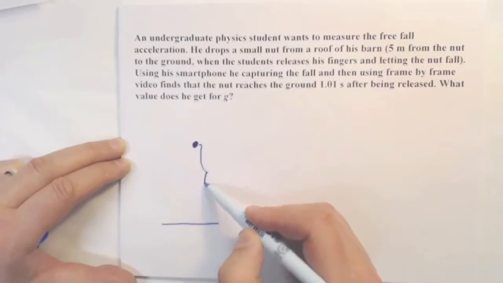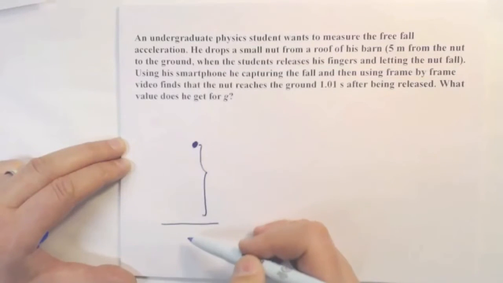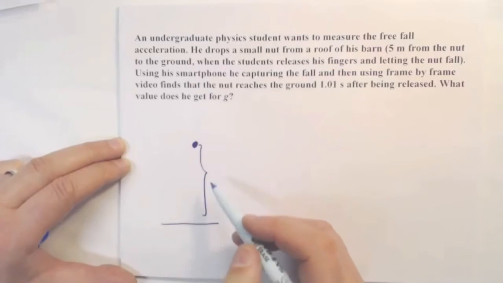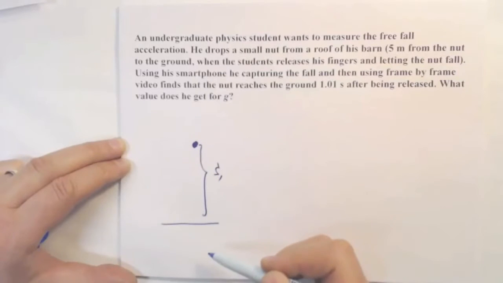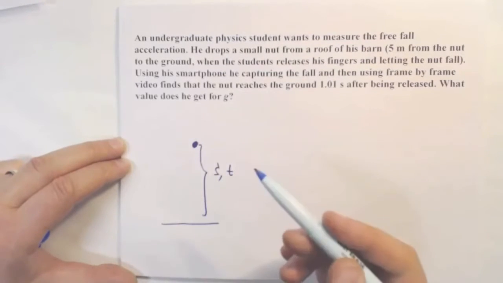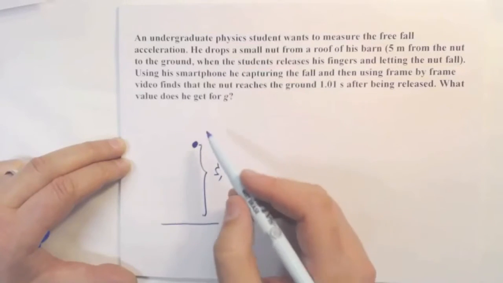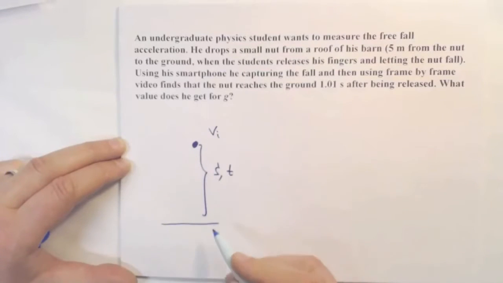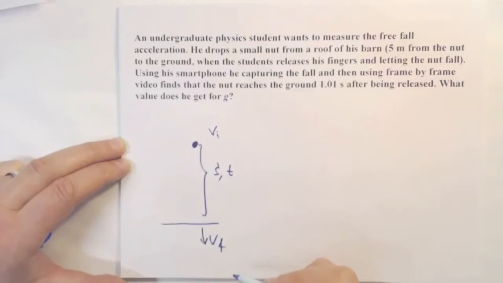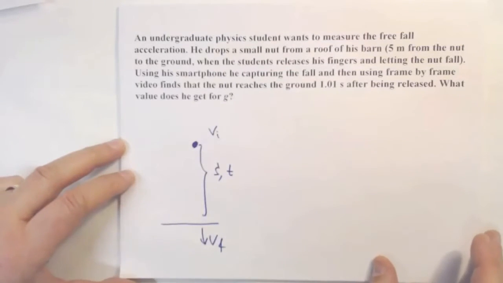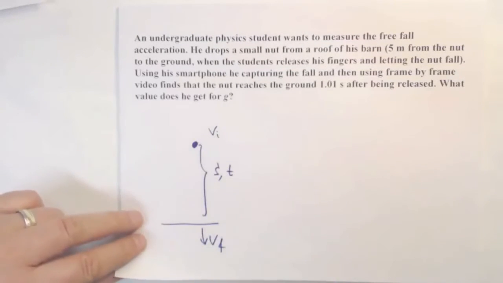So the situation is simple. This object travels some distance. It takes some time to travel this distance. We can assume something about its initial velocity. Well, of course, eventually it falls down with some final velocity. And the questions we need to ask are simple.